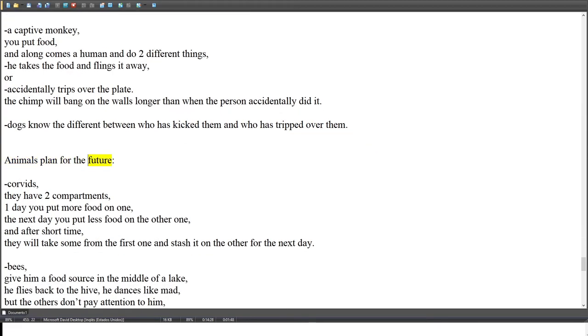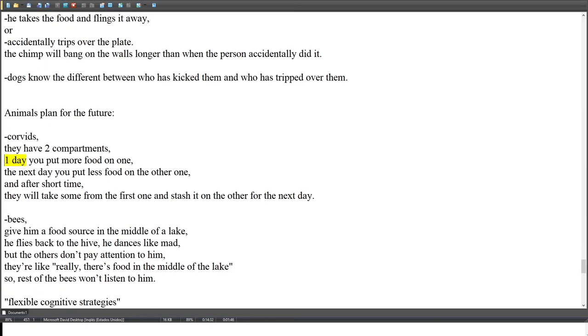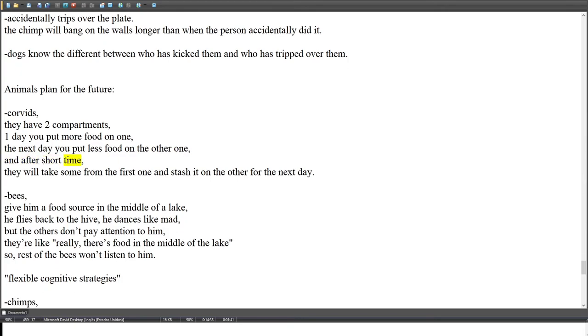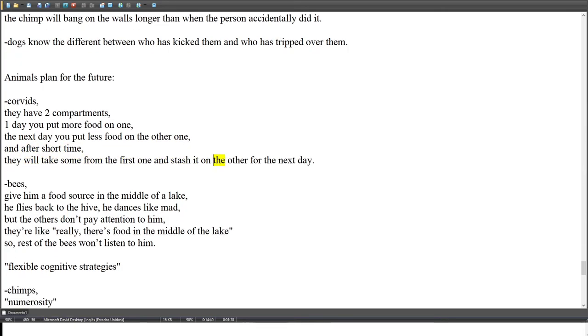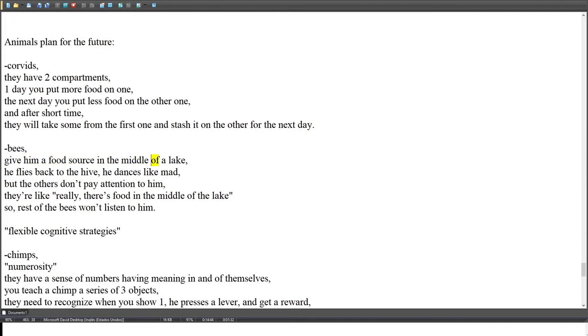Animals plan for the future. Corvids have two compartments. One day you put more food on one, the next day you put less food on the other one. After a short time, they will take some from the first one and stash it on the other for the next day. Bees.